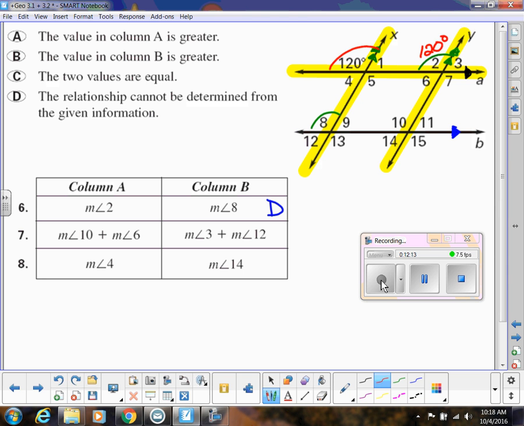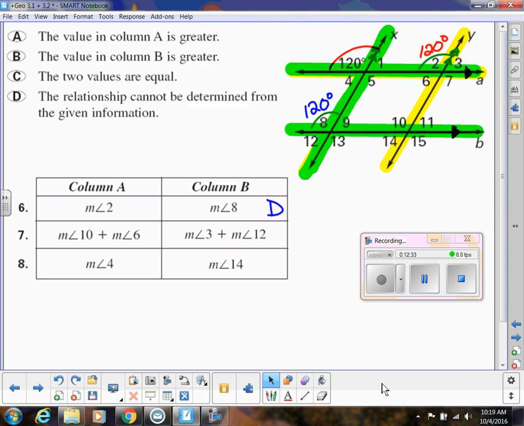Now 120 is on the same transversal with 8. So let me trace out that transversal. So 8 and 120 are on this transversal. And that would mean these are their parallel lines. So 8 and 120 are corresponding. So then that means that 8 is also 120.